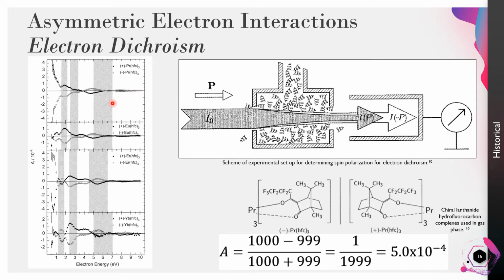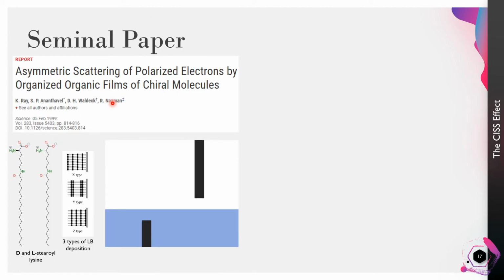So this was an interesting result, and it really led to the development now of Dr. Naaman's work and the CISS effect, because he decided to do something that was very different than what was expected for this type of research at the time. Instead of using gas phases, which many groups were working on, he decided to do thin layer Langmuir-Blodgett deposition onto a gold surface. And this is essentially the act of depositing singular molecular sheets of a material on a compound.